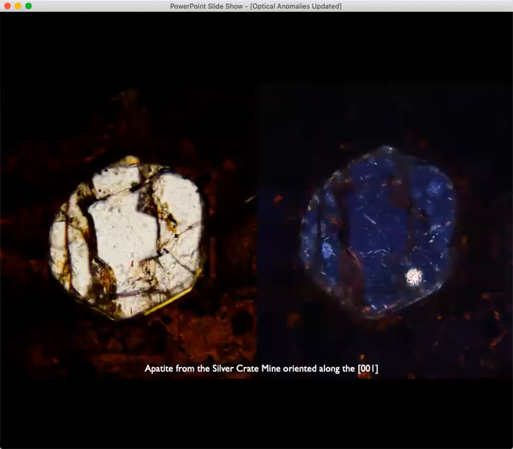Something important to keep in mind is that some minerals can have orientations aligned to look down their optic axis, making them appear isotropic. This apatite is a good example. We might be deceived and think that this apatite is an isotropic mineral. However, it is oriented along the 001, its optic axis. If you were to look along a different area of the crystal, you would get birefringence.